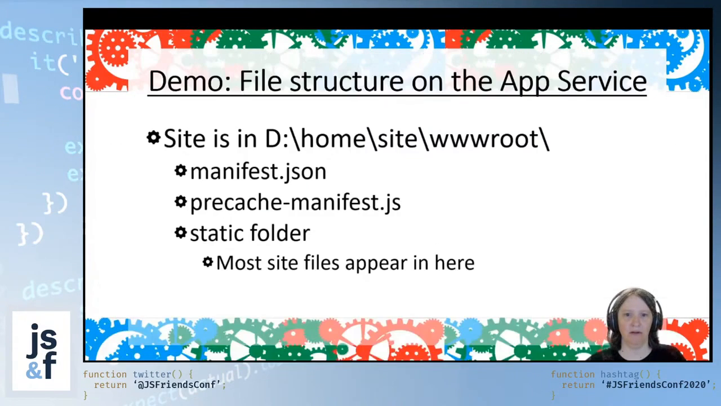We broke it down and took a look at the details. When you do the build, it's going to structure this in the app service, so it's within wwwroot. There's going to be some files to watch out for, the manifest.json, and there's a precache manifest that talks about the file layout for the static folder. The static folder is where most of the things appear.